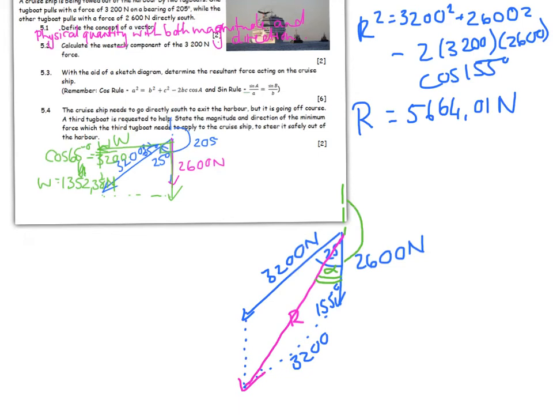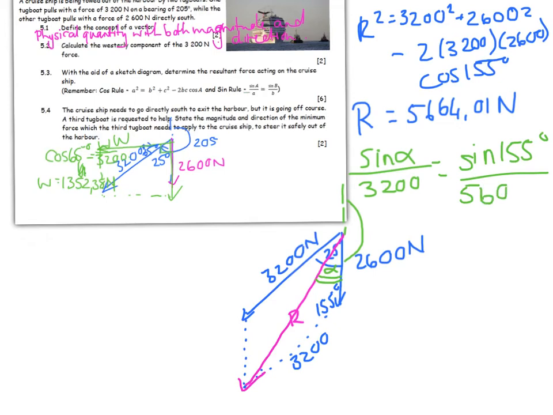So I am going to use my sine rule now, and I'm going to say sine of alpha, which I do not know, over 3,200, which is the opposite side from alpha, is equal to sine of 155 over this side that I've just worked out, 5,664,01. And when I rearrange all of that, I find that my alpha turns out to be 13,81.